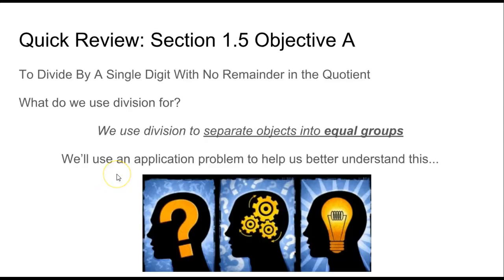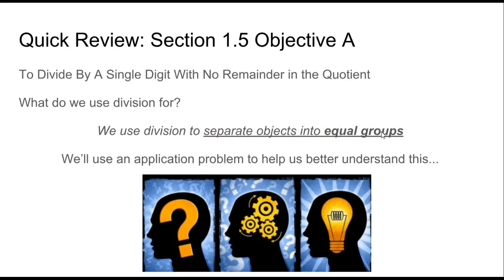So let's go ahead and continue. So we'll move to the quick review of section 1.5, objective A. That objective was to divide by a single digit with no remainder in the quotient. So what do we use division for? What is the purpose of the division operation in mathematics? Well, we use division to separate objects into equal groups. And we've used various examples of that.